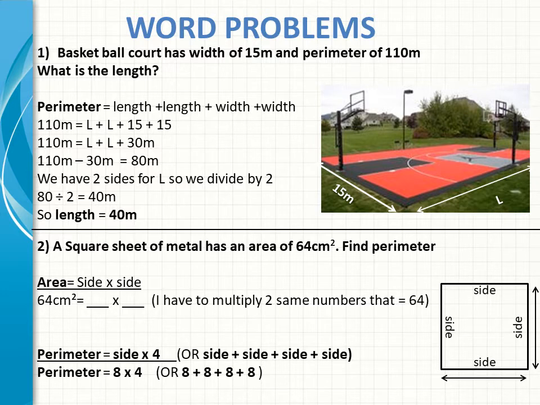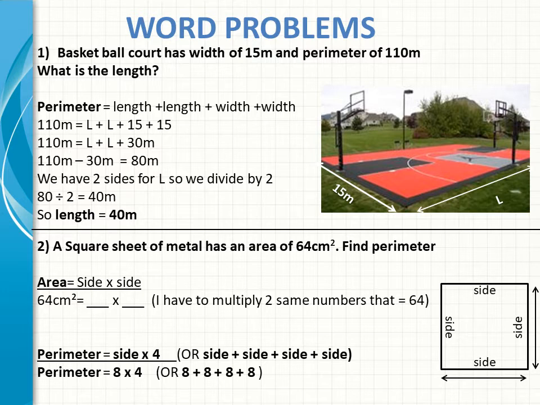Now, the second question says, a square sheet of metal has an area of 64 centimeters square. It says, find the perimeter. It has given us the area and it is asking to find the perimeter. To find the perimeter, we need to know at least one side because perimeter is side plus side plus side plus side, or side times 4.